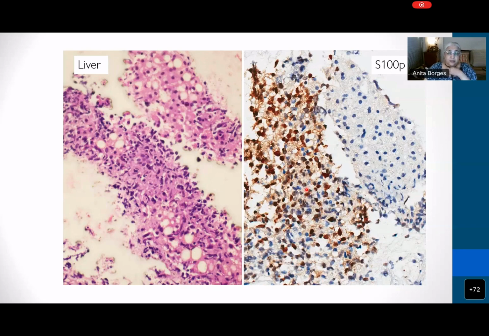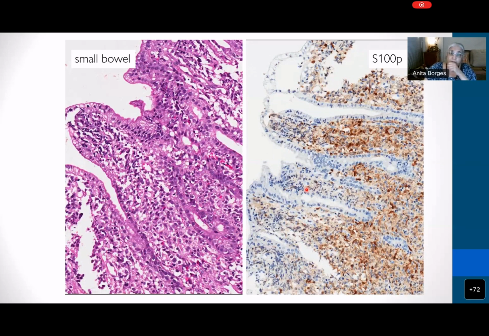The liver is showing a tumor. This liver biopsy was also done in this particular case. You see the S100 protein in the liver biopsy, and this patient had disease in the small bowel as well.